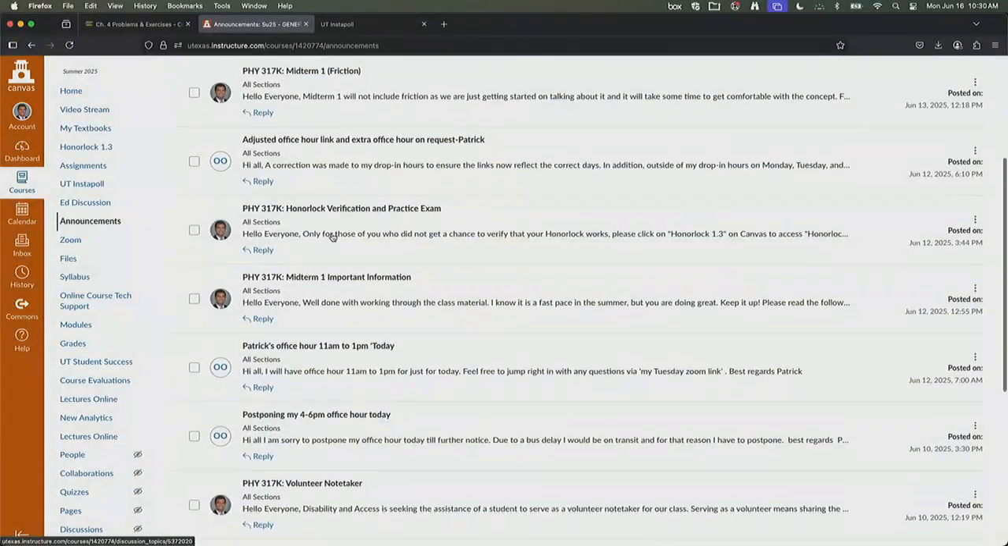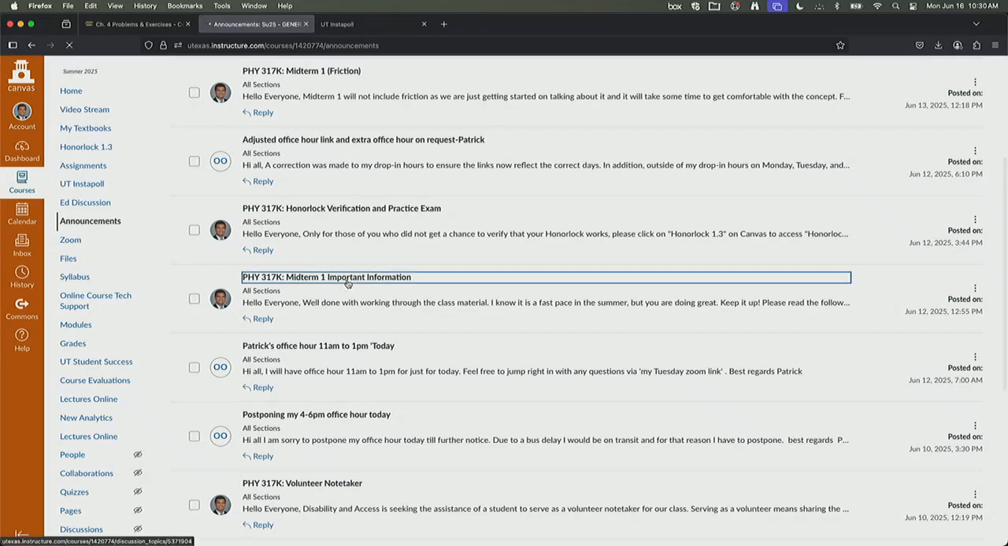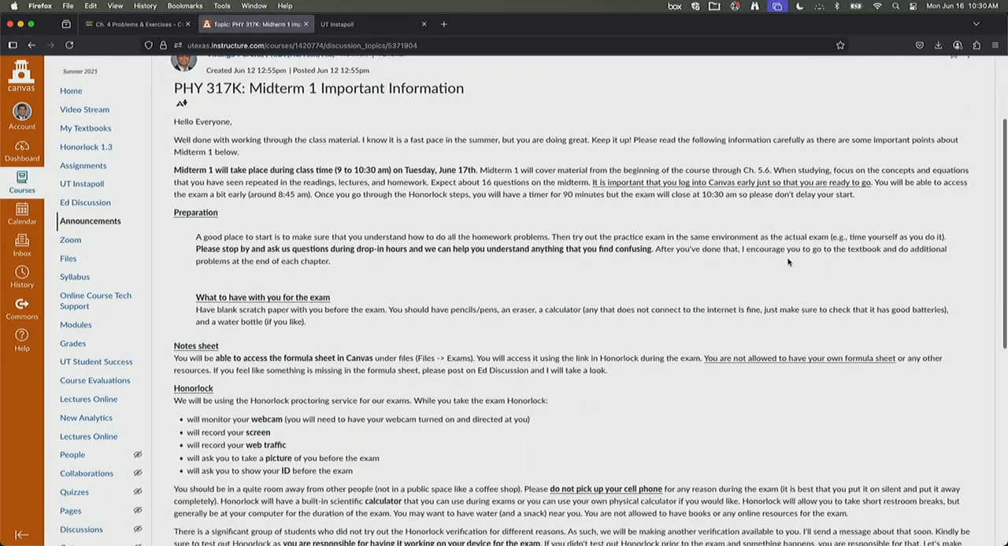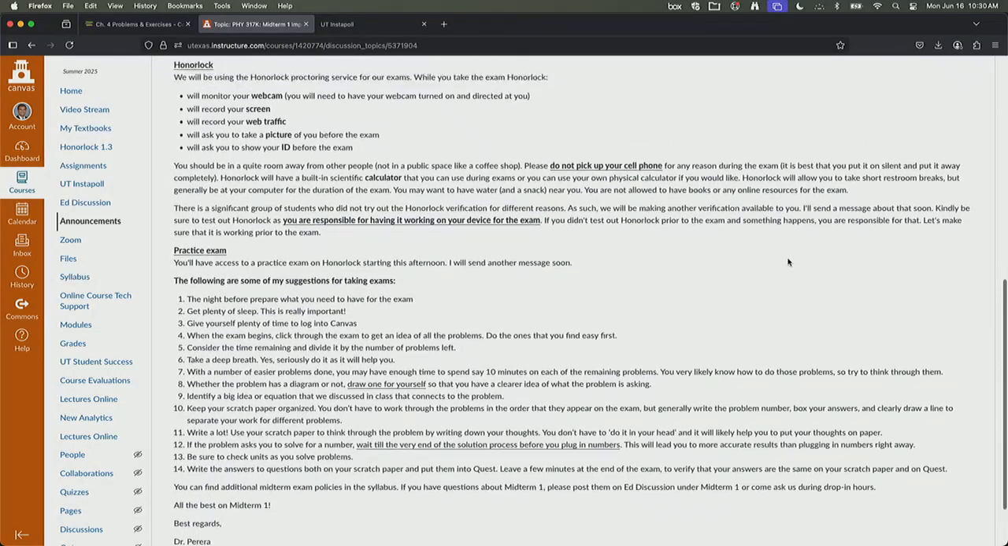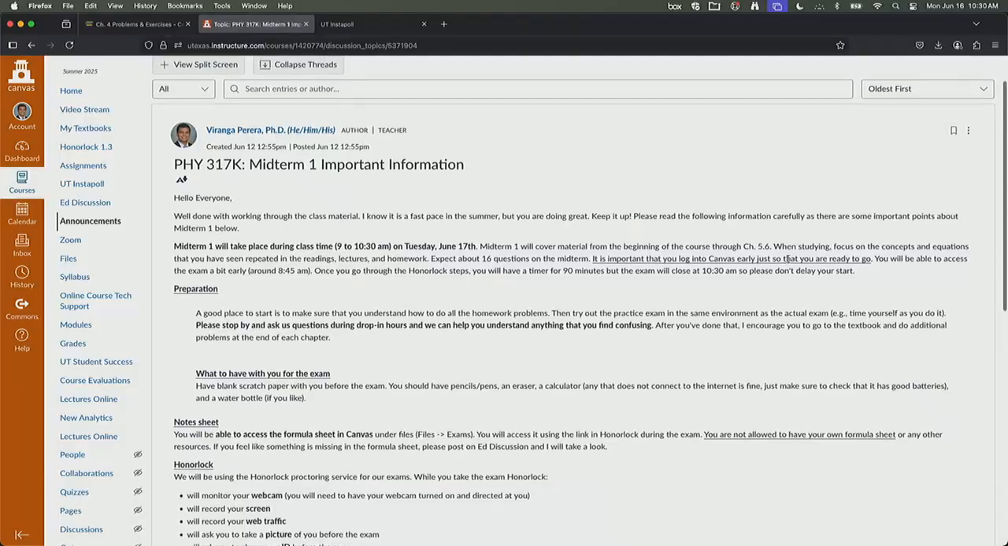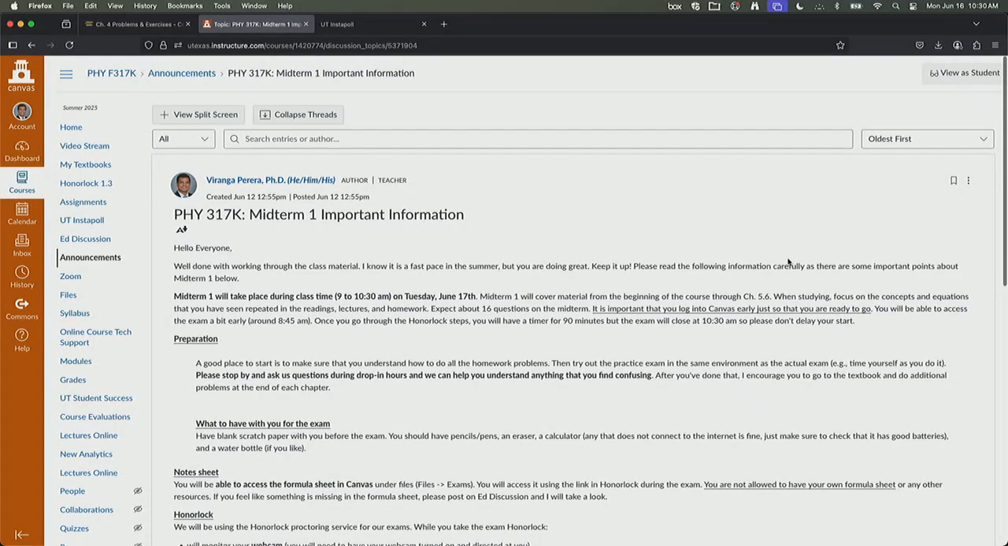Anything else, any last-minute stuff? Okay, I'll browse through the Ed Discussion after class, just in case I missed something. But again, the announcements: there's a lot of information about the exam, about friction. We talked about Honorlock. Mainly this one, Midterm 1 important information. It is kind of lengthy, but read through it. It's just there to help you. If you read through it, it will help you ease into it, right?